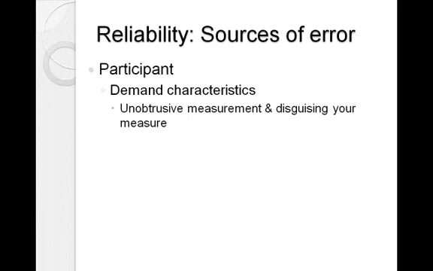Which, depending on how clever you are and how good it is, it may or may not work. But then, obviously, you are essentially lying to participants, which we'll talk more about in ethics, about the importance of debriefing whenever you do that, and also the importance of being able to justify deception in research. Okay.